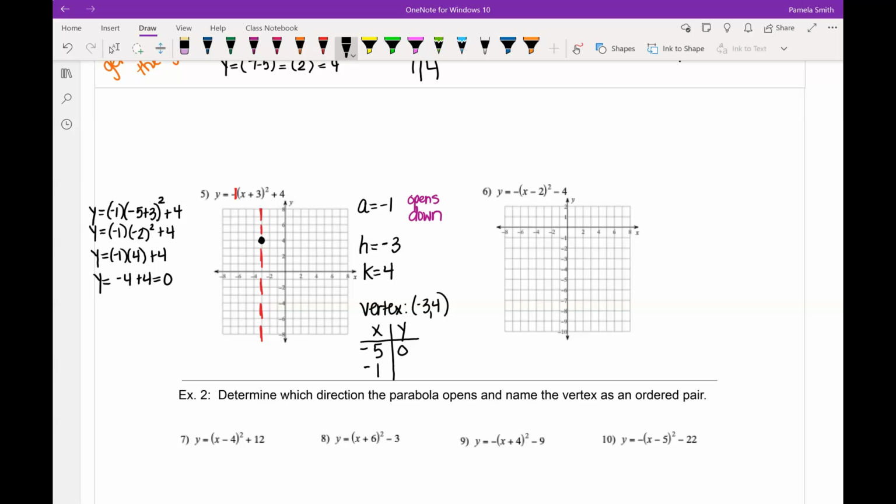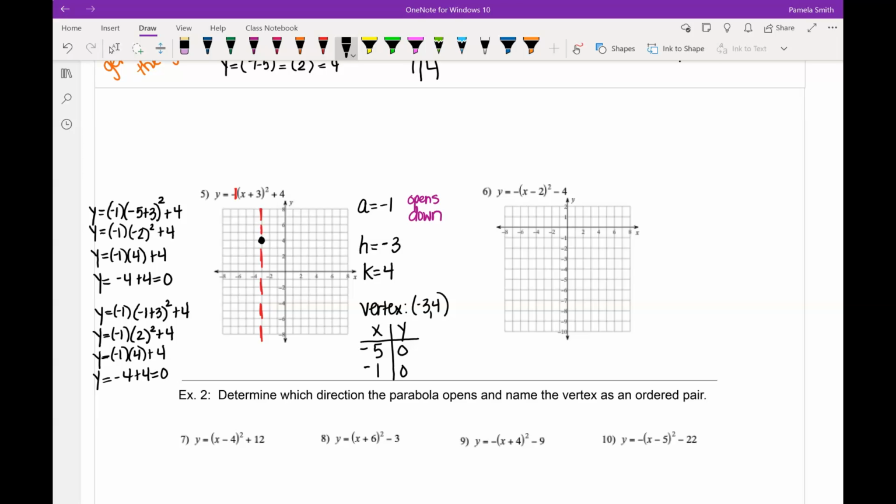And now we need to do the same thing and substitute in the -1. So -1 times the quantity -1 plus 3 quantity squared plus 4. -1 times the quantity 2 squared plus 4. -1 times 4 plus 4. So -4 plus 4 is 0.